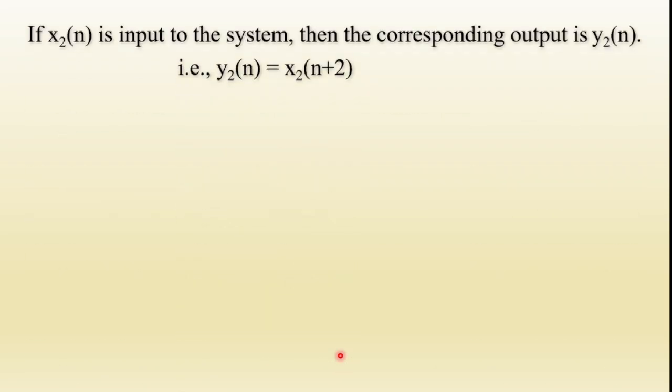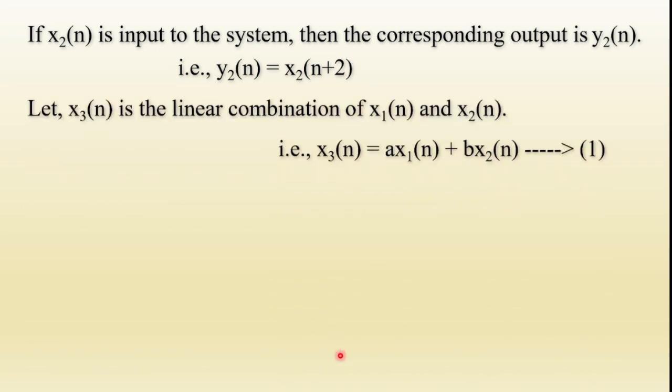If x2 of n is an input to the system, then the corresponding output is y2 of n. That is y2 of n is equal to x2 of n plus 2. Let x3 of n be the linear combination of x1 of n and x2 of n. That is x3 of n is equal to a x1 of n plus b x2 of n. This is considered as equation 1.